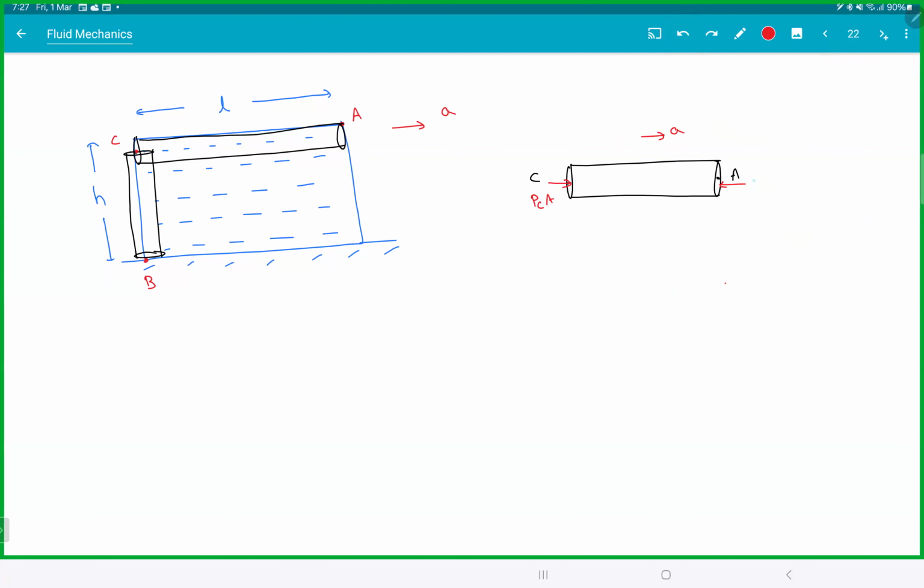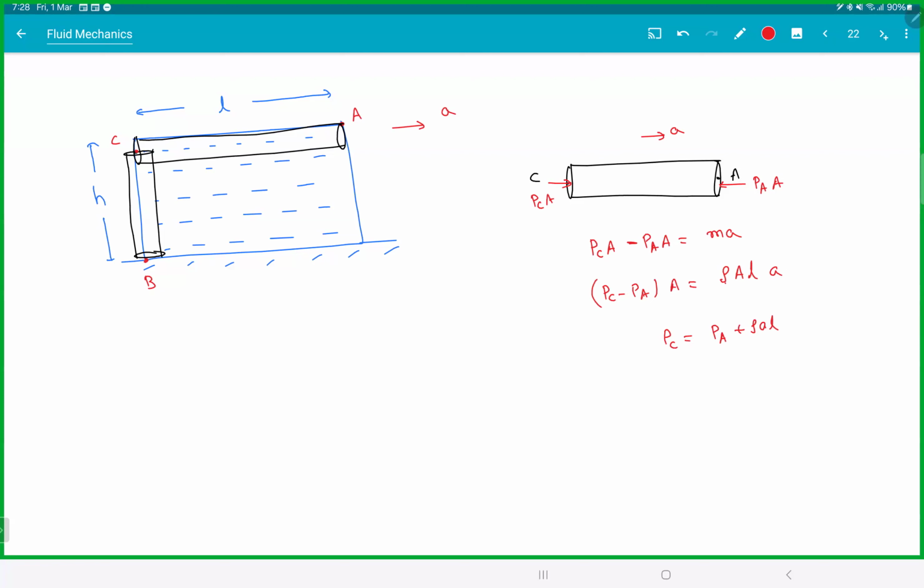Chalo, if you don't like this, I'll show you in another way. PA into area. So this can be written as PC into area minus PA into area is equal to mass into acceleration. Mass will be density and area and length, times acceleration. We get PC is equal to PA plus rho AL. Getting this?